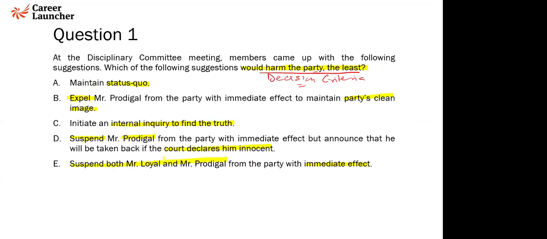Now, look at the change in the situation. The criteria in the first question is this: which would harm the party the least? Which means if it harms Mr. Loyal, it does not matter. If it harms Prodigal, it does not matter. The damage to the party should be the least. That is the criteria which we have to look at.